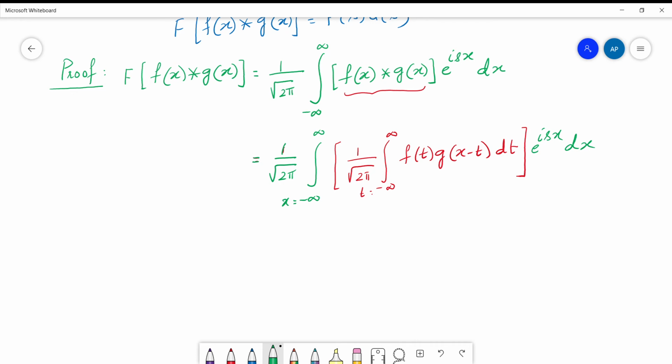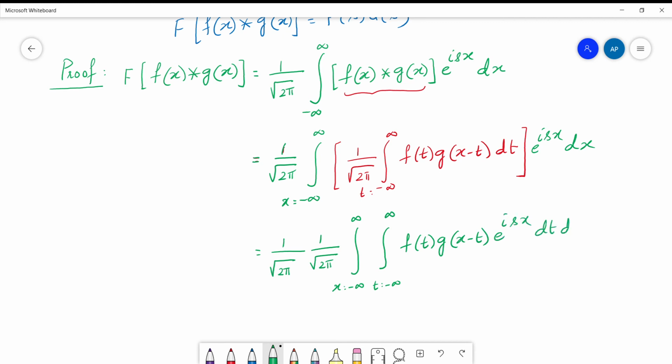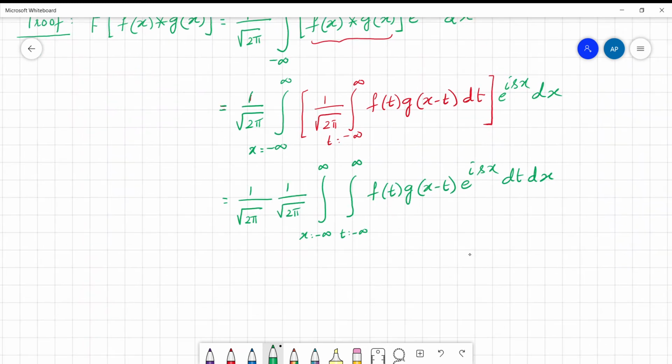Now let us combine and rewrite it as an ordinary double integral by pulling the constants. So it's 1 by root 2 pi into 1 by root 2 pi. I have a double integral. One is for x and one is for t. So x varies from minus infinity to infinity, t varies from minus infinity to infinity. f of t, g of x minus t, e power isx dt and then dx. So now I have just combined everything and expressed it as a standard double integral.